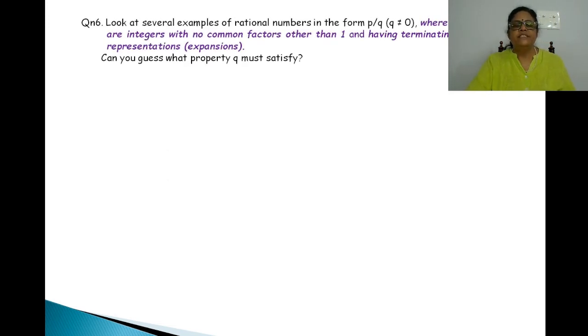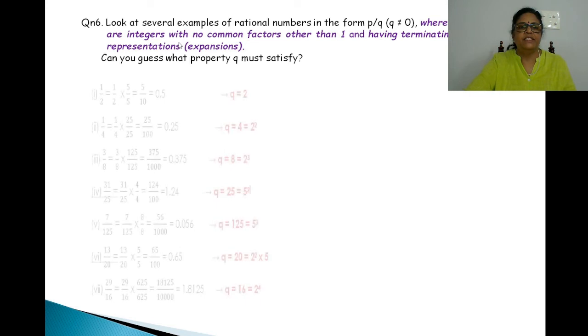Now look at several examples of rational numbers in the form P by Q, Q not equal to 0, where P and Q are integers with no common factors other than 1 and having terminating decimal representations or expansions. Can you guess what property Q must satisfy? So one by one, step by step, we will follow. There are many questions here, so one by one we will understand.